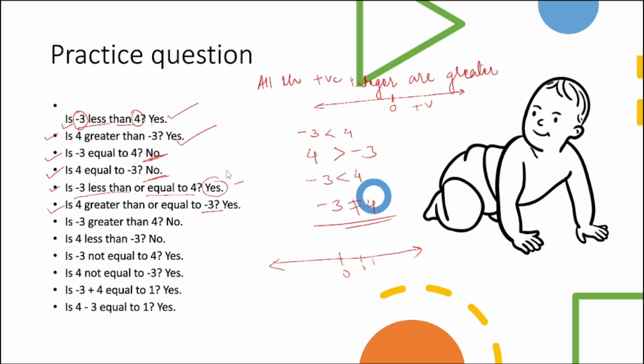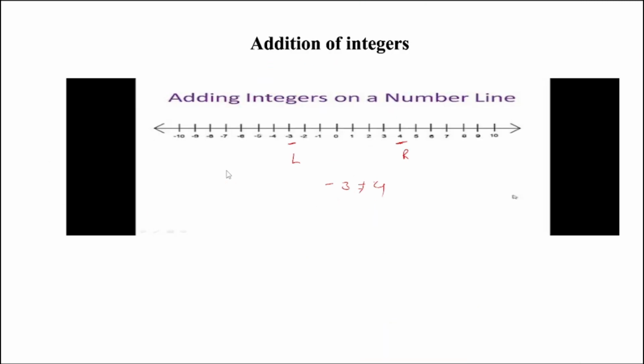Another question: is minus 3 greater than 4? No, minus 3 is not greater than 4, because minus 3 lies on the left side and 4 lies on the right side of 0, so 4 is greater and minus 3 is lesser. In other words, we say that all the positive numbers are greater than all the negative numbers.